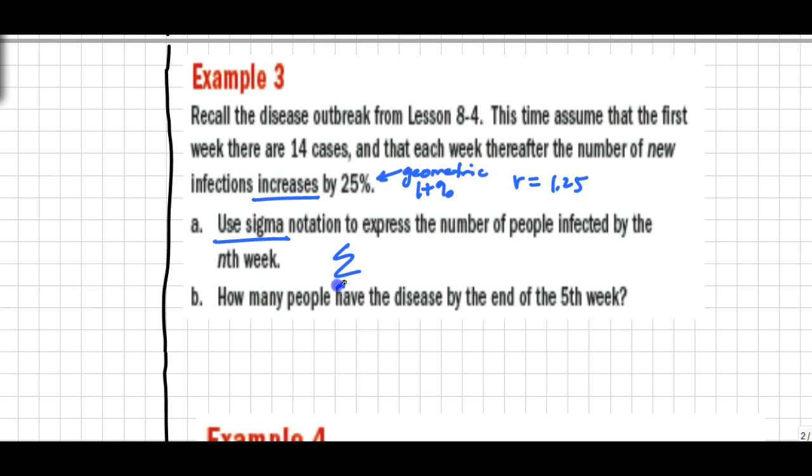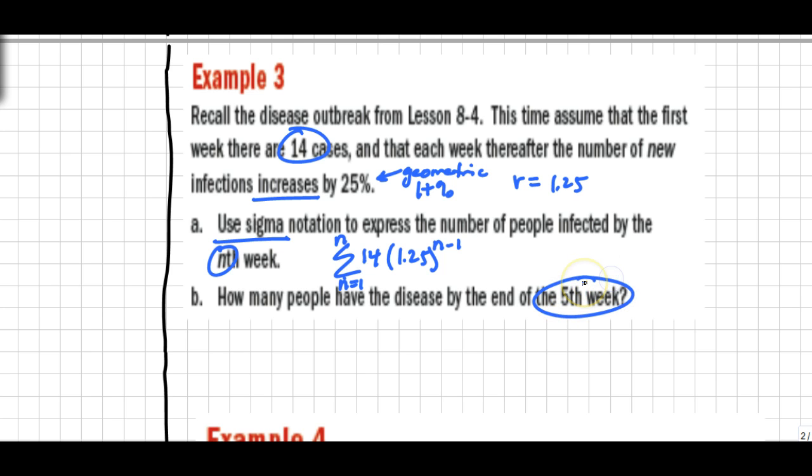So I'm going to do a sigma, and I'm going to use letter n, mostly because they told me to. And so the n's are going to go from 1 to n, and then I need a formula for the sequence. The first term is 14. The R value is 1.25 because of the percent, and then I raise it to the n minus 1 power.